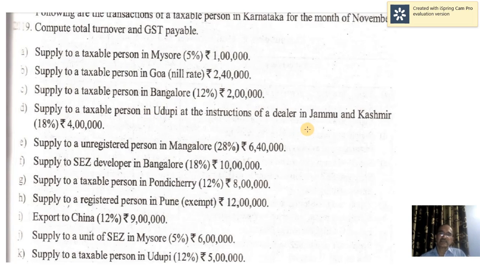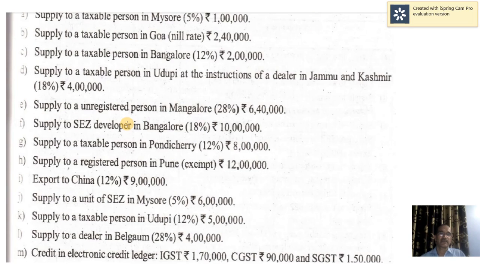Okay, the instruction is received from Jammu and Kashmir, though the goods are supplied to a person in Udupi. This is considered to be an interstate transaction, so GST has to be calculated. Supply to an unregistered person in Mangalore, so this is an intra-state transaction.